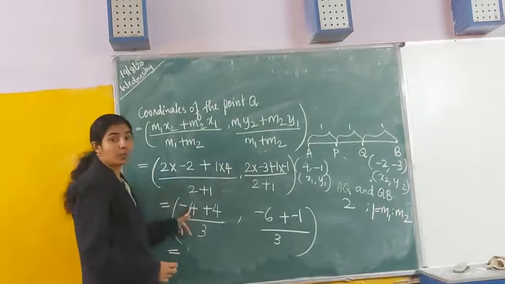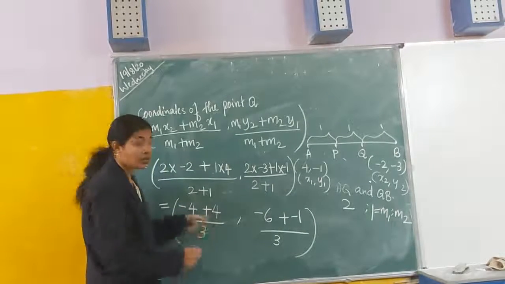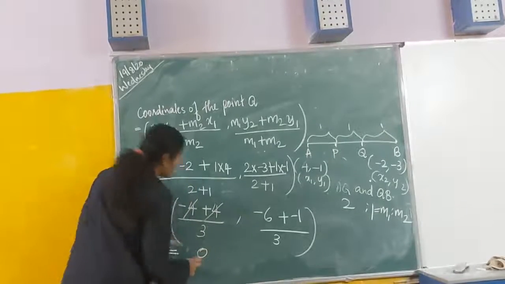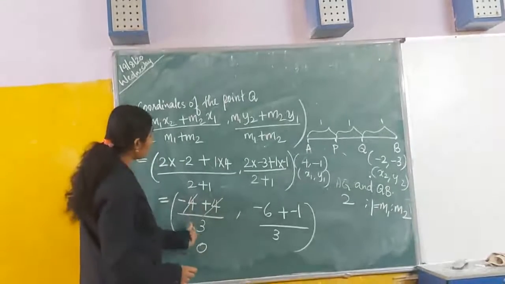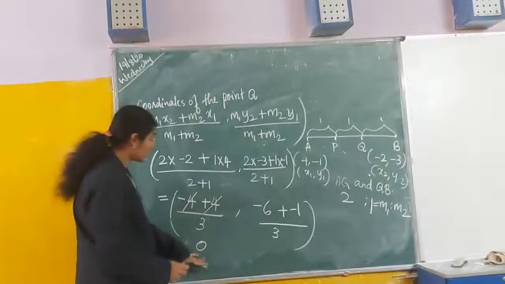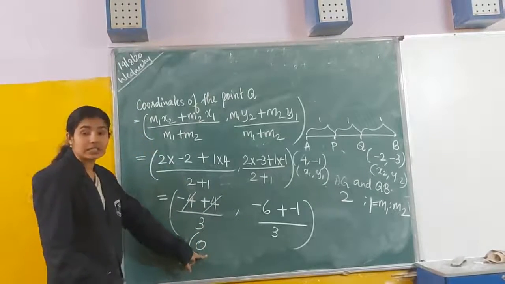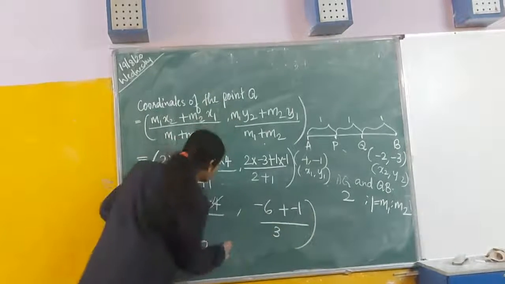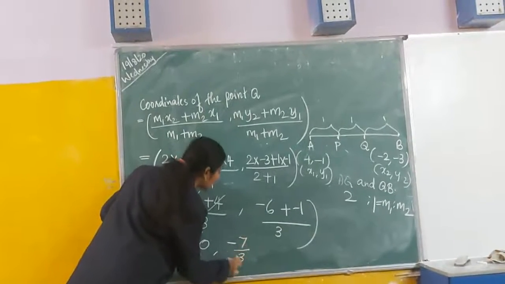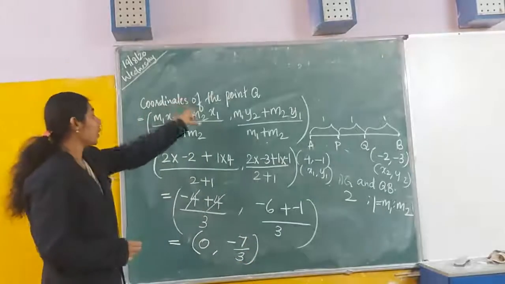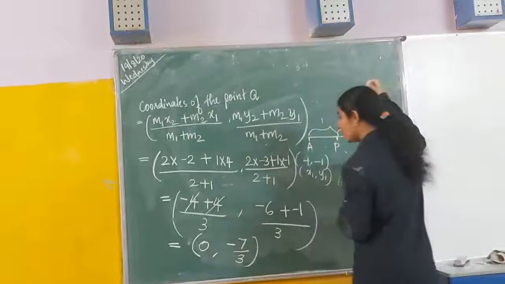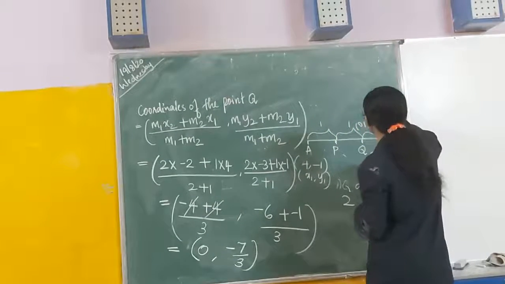What is minus 4 plus 4? That is 0. You can cancel it, so the remaining answer is 0. 0 divided by 3, you will get 0 itself. So the x coordinate is 0. What is minus 6 plus minus 1? That is minus 7 divided by 3. So the coordinates of the point Q are (0, minus 7 by 3).